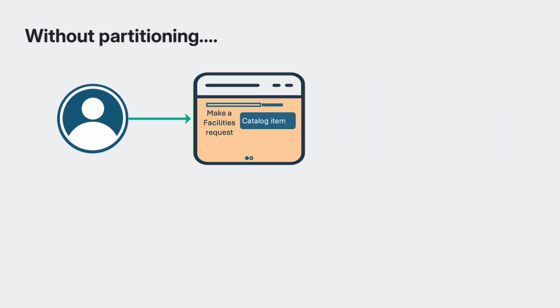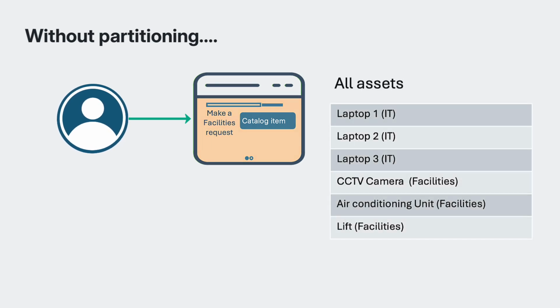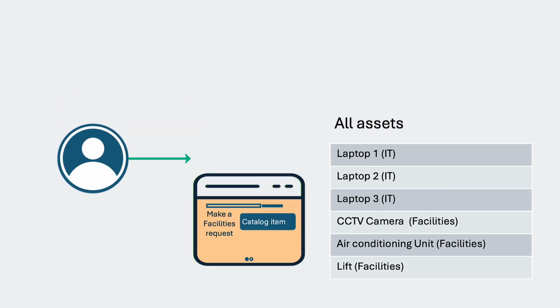For example, without partitioning, when an end user or an agent raises a request, let's say they want to report a faulty camera. When they select an asset in the form, they will be presented with every asset record in your system that they have permission to view. So here, they'll not only see the facilities assets, including the CCTV camera, but they can also see IT assets too. And when there's lots of assets in your system, this isn't the best user experience.